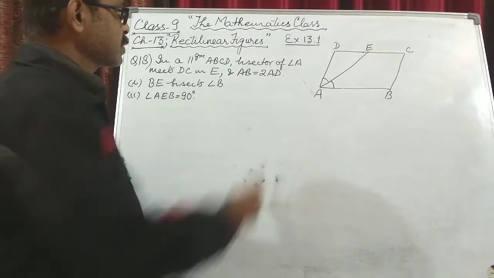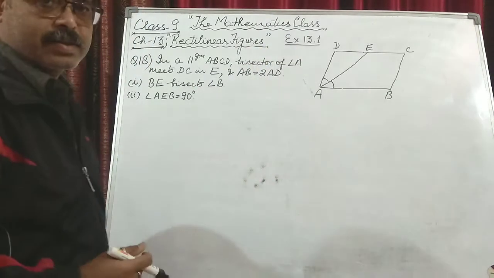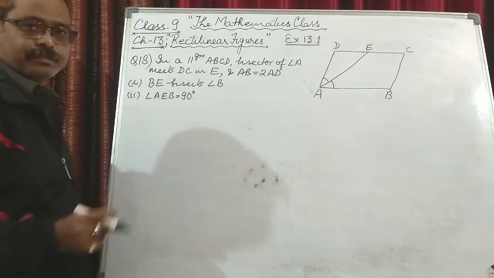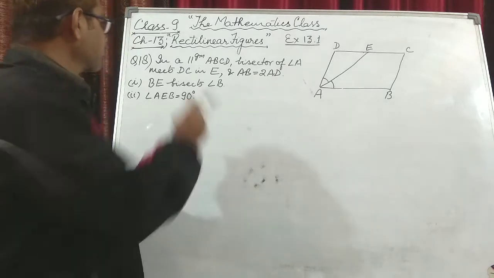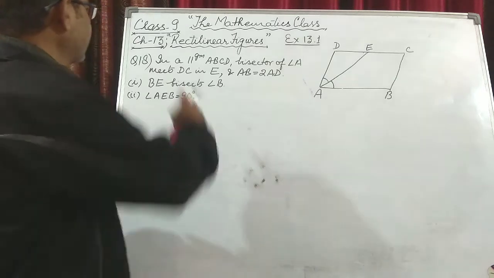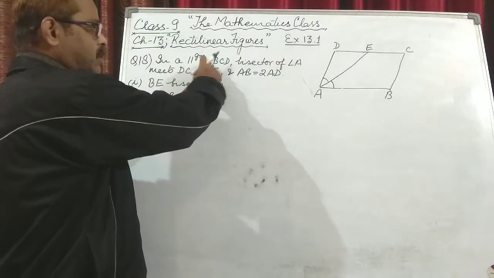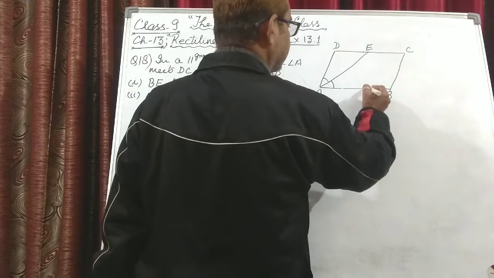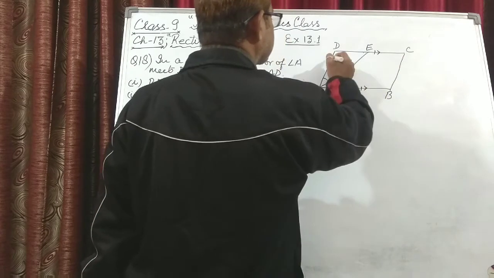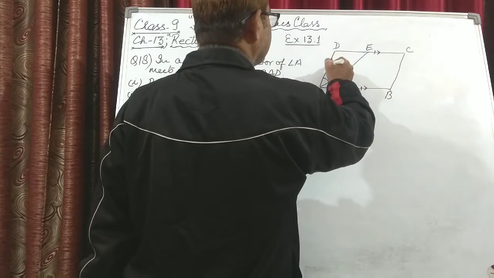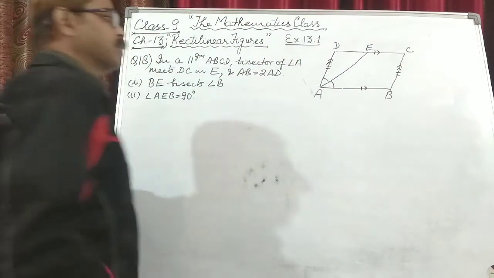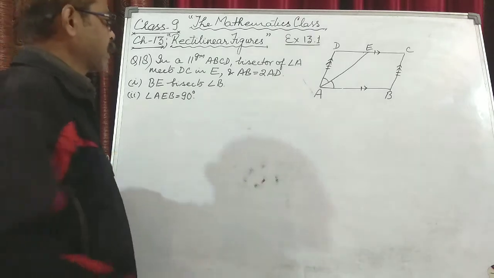We were doing exercise 13.1 and in the previous classes we have done up to question number 17. Now we will start with question number 18. In this question it is given that in a parallelogram ABCD, so I have drawn a parallelogram ABCD. AB and CD are parallel and equal to each other, and AD and BC are also parallel and equal to each other since they are opposite sides of the parallelogram.